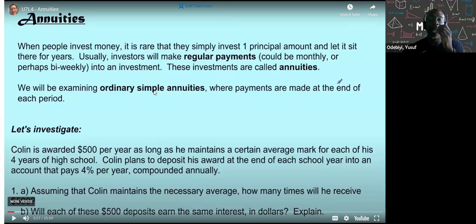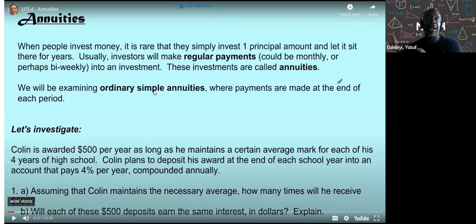Annuities is sort of payments, right? So regular payments. For example, if I have a pension, a pension is an investment. I put a whole bunch of money into my pension, so when I retire, my pension is going to give me regular payments every month, because I invested money into a pension fund, and now there's money there.